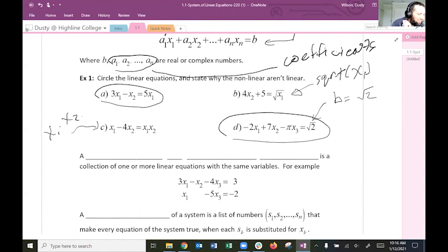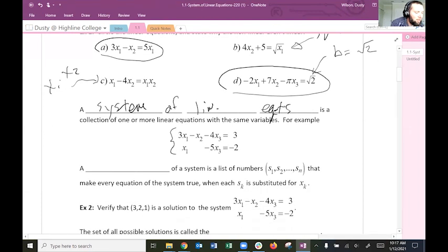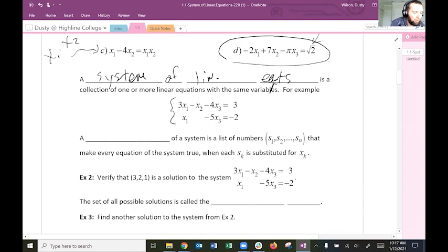So then a system of linear equations is what we're going to spend some time on. A system of linear equations is a collection of one or more linear equations with the same variables. So here would be an example where you have 3x1 minus x2 minus 4x3 equals 3, and then x1 minus 5x3 equals negative 2. This is a system.